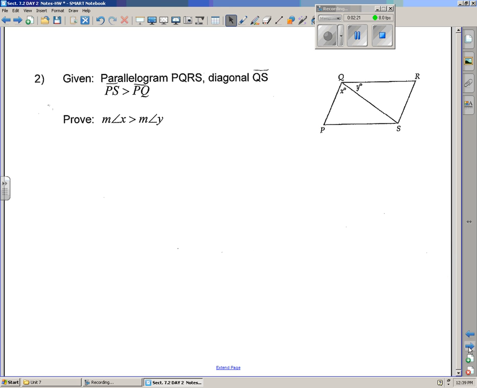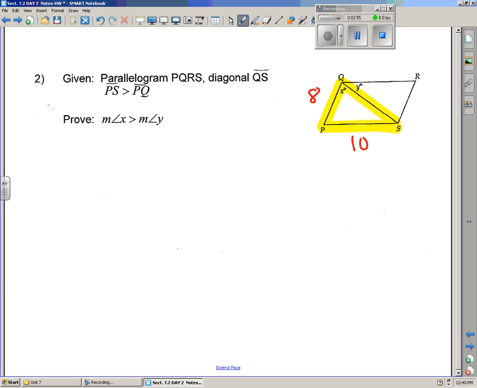Second proof. You've got a parallelogram PQRS, you've got a diagonal QS, and you know that PS is more than PQ. Well, PS and PQ happen to be all in this triangle. So if we know that PS is more, we'll call that 10, we'll call that 8. Then you should know that angles opposite those sides have to be larger. So let me rephrase that again. The angle opposite the biggest side of a triangle is the biggest. And that's what's going to be very helpful to us here.